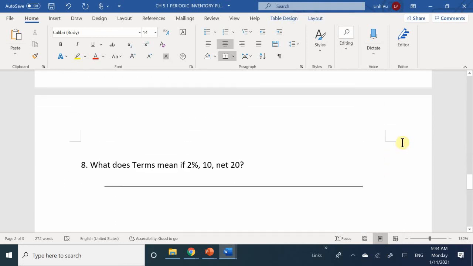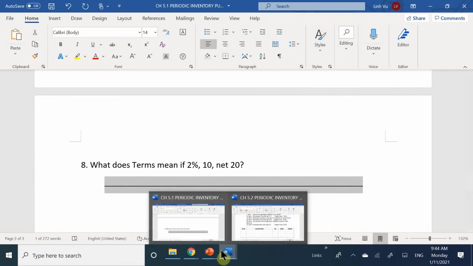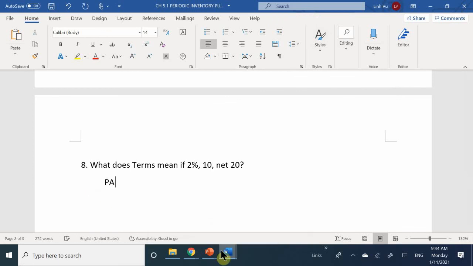Last but not least, question number 9 says, what does terms mean if it's 2%, 10, net 30? Or sorry, net 20. If you pay within 10 days, you can take 2% of discount. If not, you must pay in full within 20 days. 2% discount. If not, pay in full in 20 days. Good.